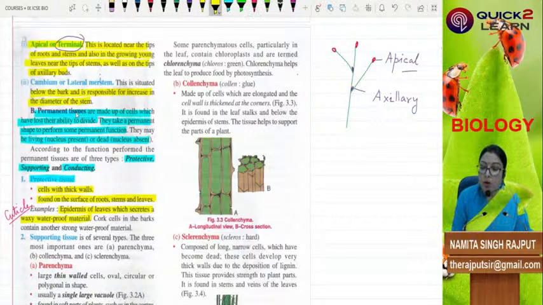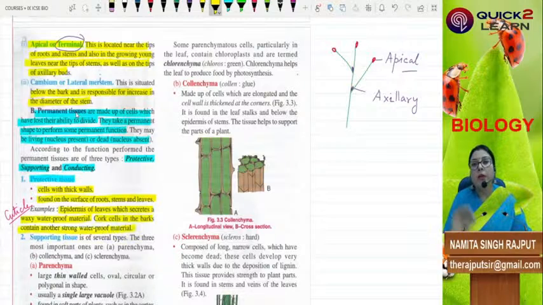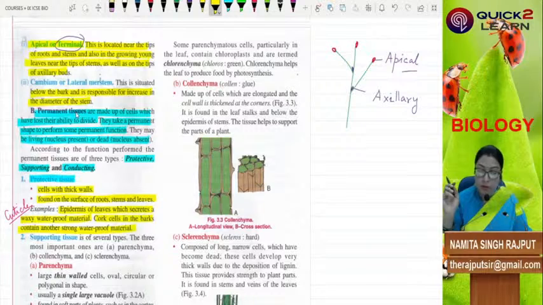Then another thing, cork cells in the barks containing another strong waterproof material. In the bark also there are certain cells which are known as cork cells, and on them also these protective tissues are found. Again, they protect the inner tissues of the plant from various pathogens or birds or any insect which attacks the plant.